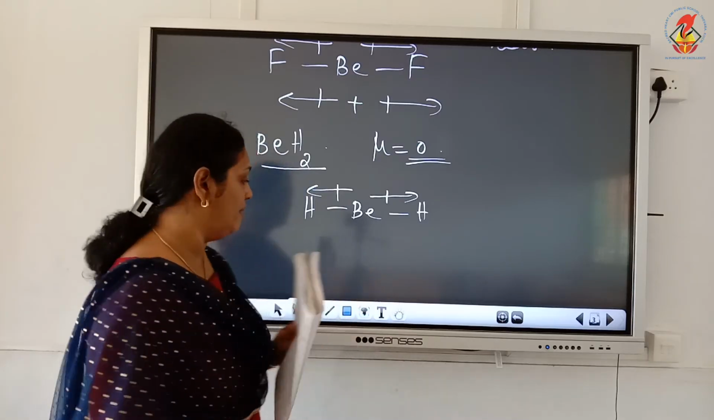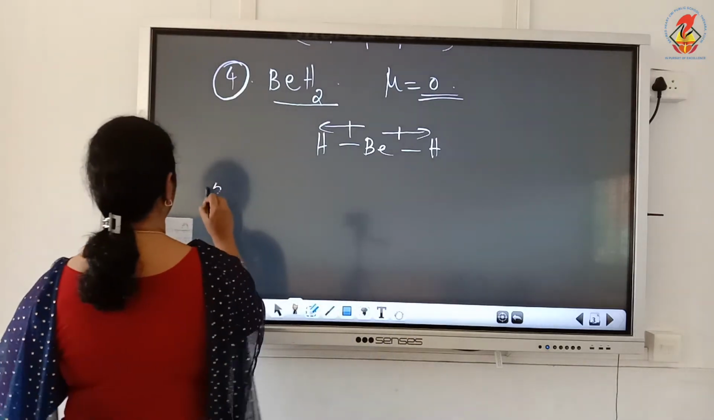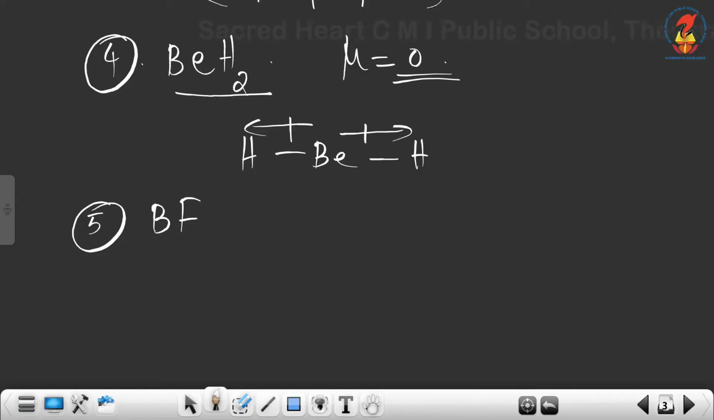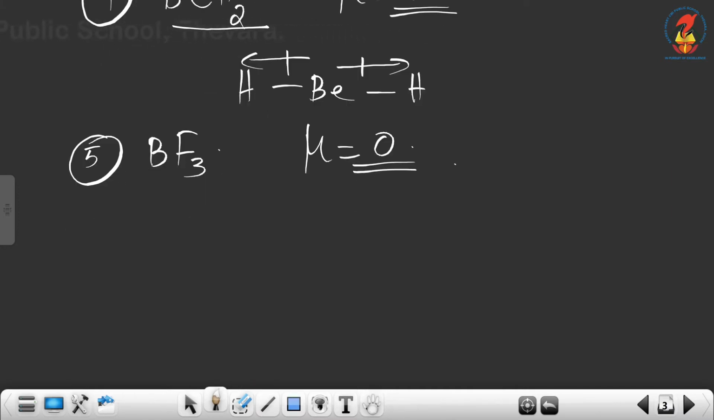Now there is another example, BF3, example number 5. BF3, boron trifluoride. Now boron trifluoride also has a dipole moment value of 0. What is the reason for that? Now here the shape of boron trifluoride is not linear, it is actually trigonal planar, BF3. This is the shape. Now it is said that the dipole moment value is 0. Let's see how it happens.